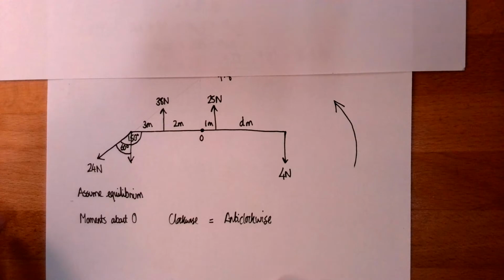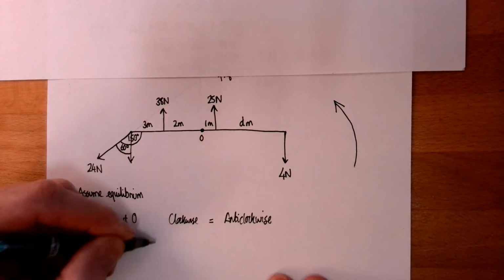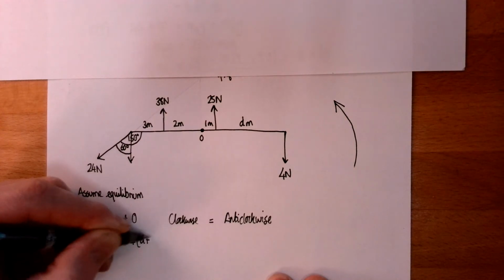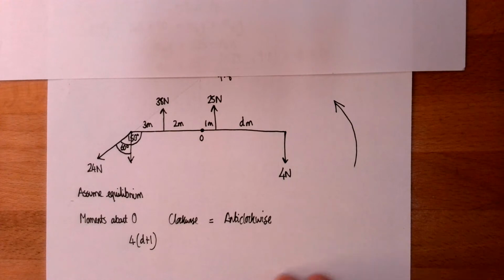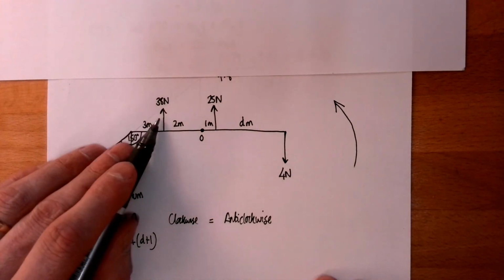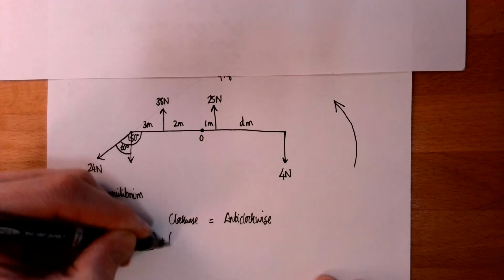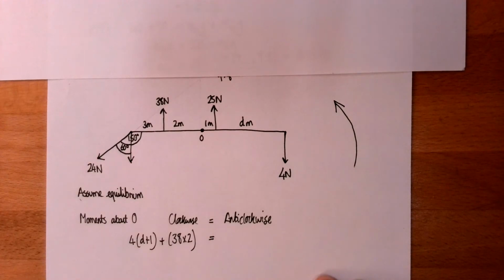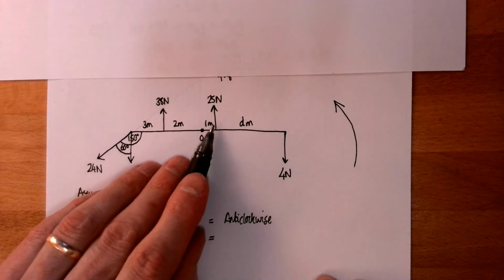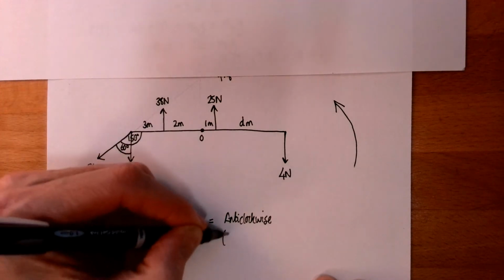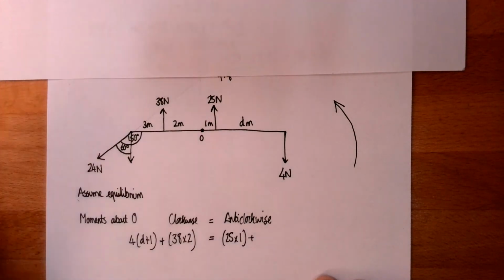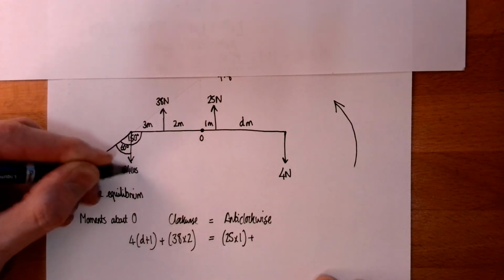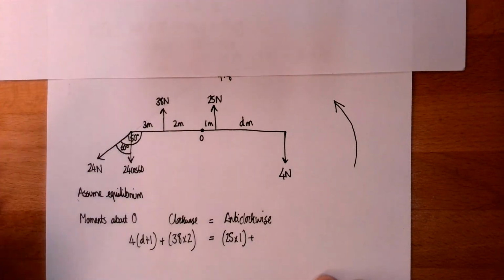So our clockwise moments, if you remember, we've got this 4 Newton force, and that is at a distance of d plus 1 meters. So that's the moment for that force. We've also got this force turning it clockwise, so that is 38 times 2. And then the forces turning it anti-clockwise: I've got 25 newtons times 1. And I've got this force at an angle, and I'm going to be using 24 cos 60 multiplied by 5.